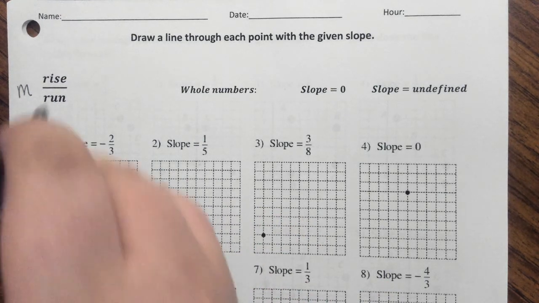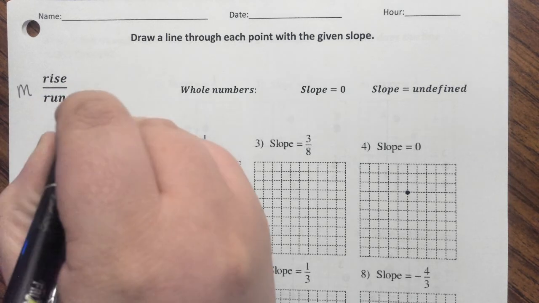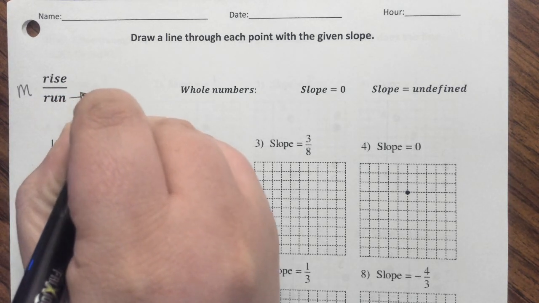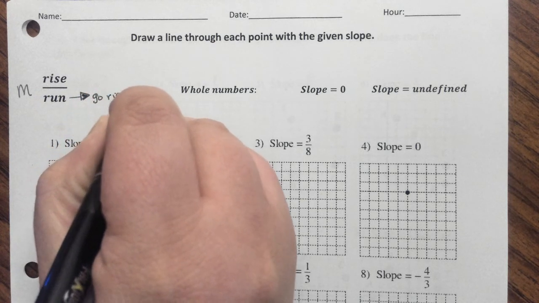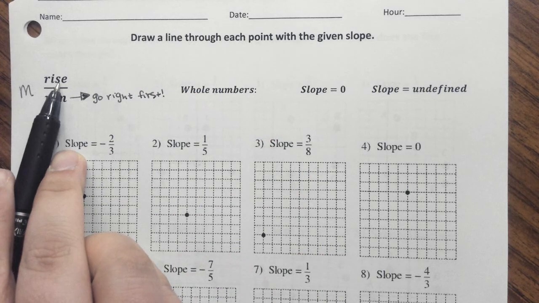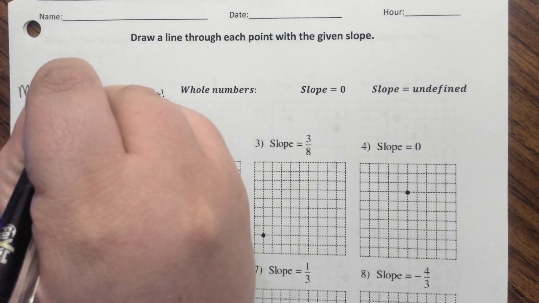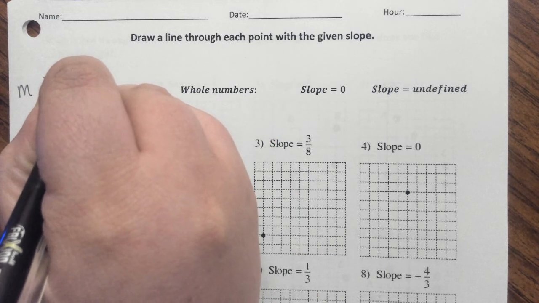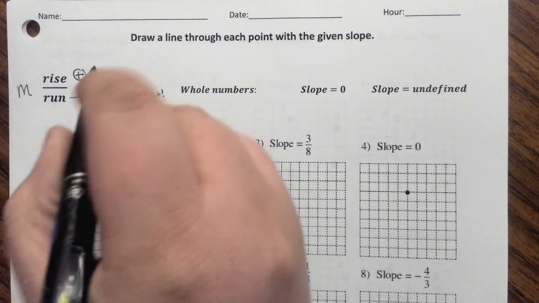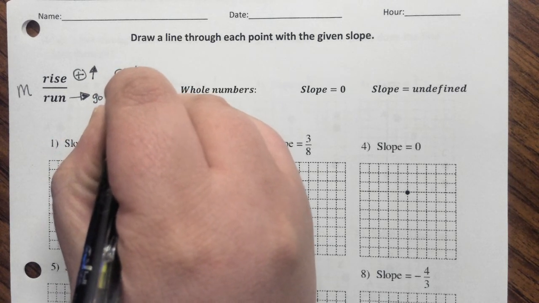When we're graphing, we're always going to pick to run to the right first. Go right first. For your rise, if the slope is positive, then you're going to go up. If the slope is negative, then you're going to go down.